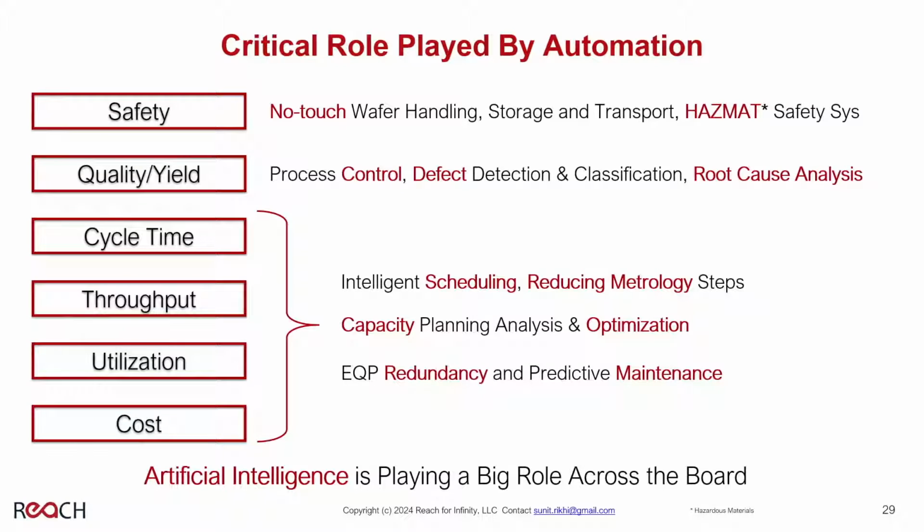So, on safety, I already talked about no-touch wafer handling, storage, and transport. Then there are the hazardous material, hazmat, safety systems. What I'm talking about here is the increasing role of automation in the fab and how it affects various things. Safety, for example: the no-touch wafer handling takes care of the ergonomic issue. But in addition to that, it takes care of a lot of variation that happens when humans get involved in handling lots.